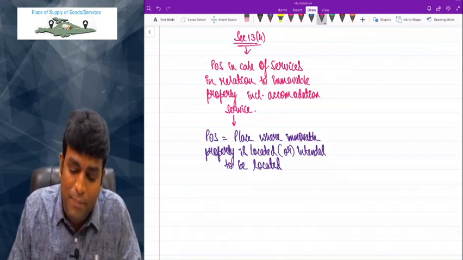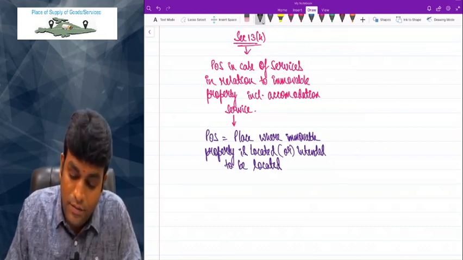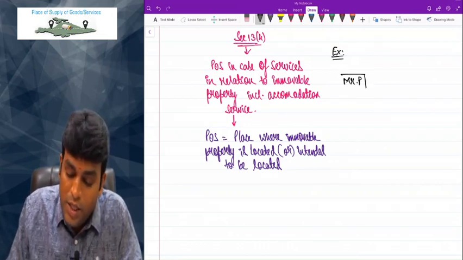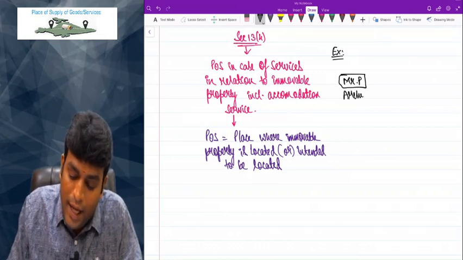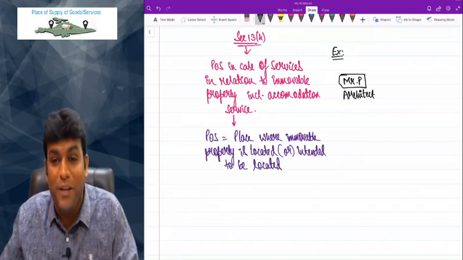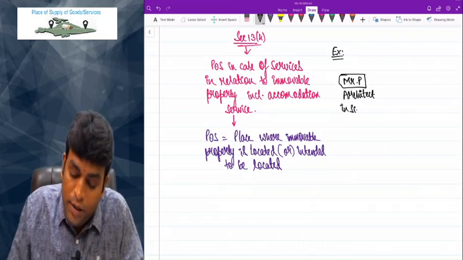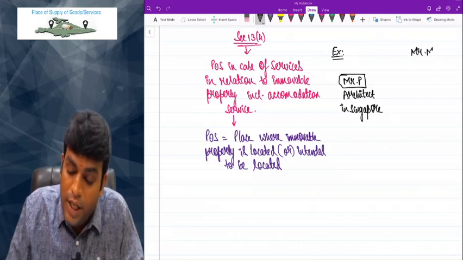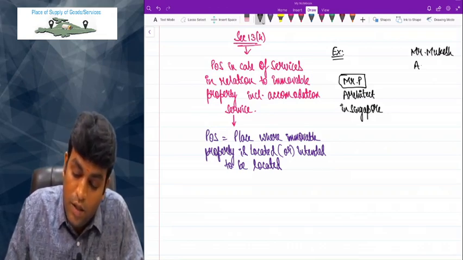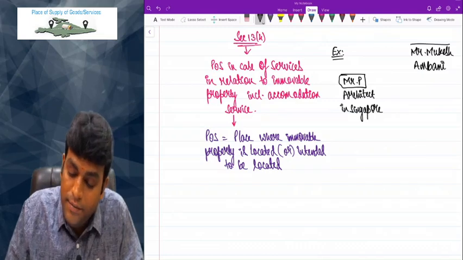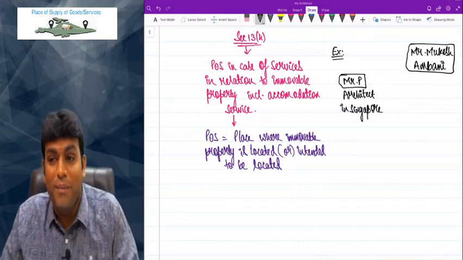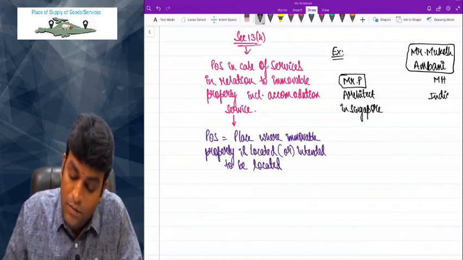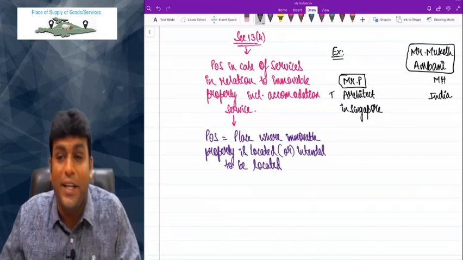Let me give just one example to give clarity on this, sir. Because already we learned this point. So let's say there is one person called Mr. P. He is an architect. He is what, my dear friends? Architect in Singapore. Now there is one person called Mr. Mukesh Ambani. He is basically in Maharashtra in India. And Mr. P is one top architect in Singapore.